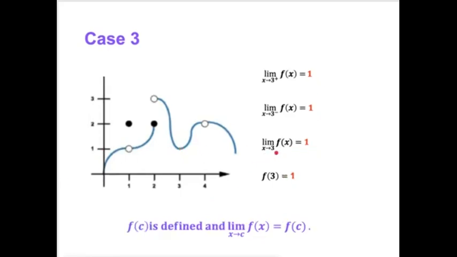So notice that the limit as x approaches 3 of f of x equals 1, and so does the function value f of 3 equals 1. So f of c is defined and the limit as x approaches c of f of x equals f of c.